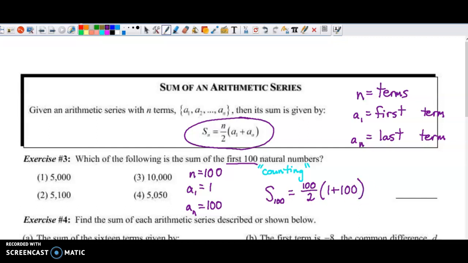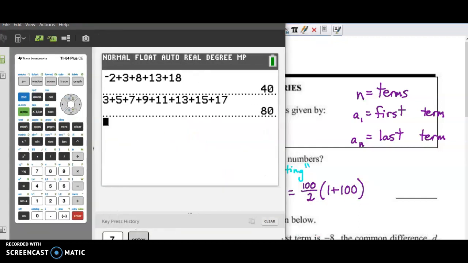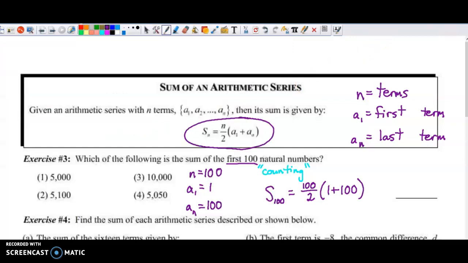And I'm still going to encourage you to use a calculator. I think you could do some of it in your head, like 100 divided by 2 is 50. And then like 100 plus 1, you could just write 101. That's what I mean by you should be able to do some of this in your head. But using the calculator just spits out the right answer.